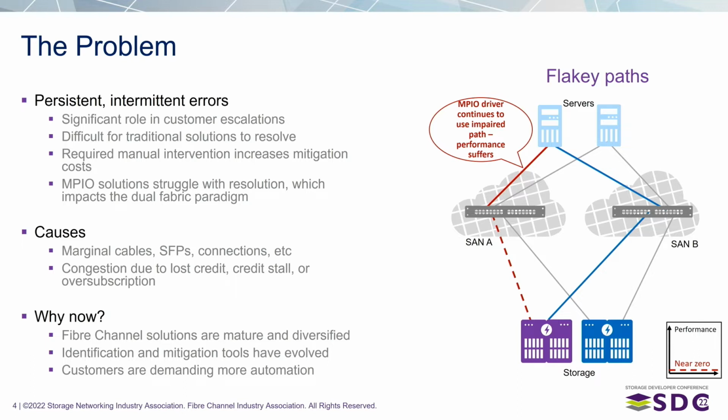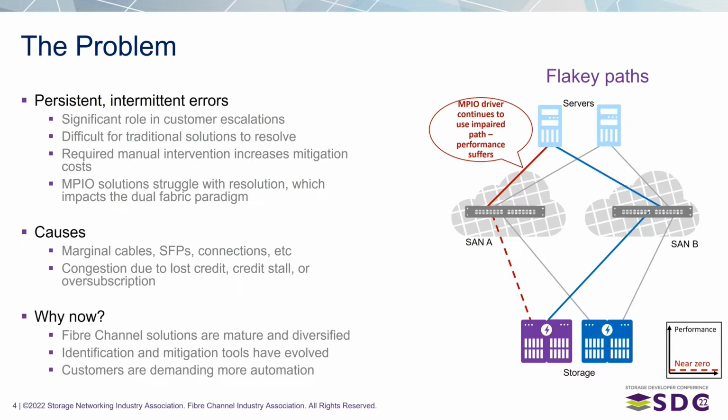MPIO layers often deal with this particular problem by implementing what's called a health check. I have a problem on this path, so that path gets set up as marginal. Two to three minutes later, I'm going to take my marginal path, make it active again, and try I/O on it. So you end up seeing this kind of sawtooth behavior of these health check cycles. And again, that's because the MPIO solution does not have a direct way of understanding when there's a problem in the fabric. The causes of these issues are common to any transport.